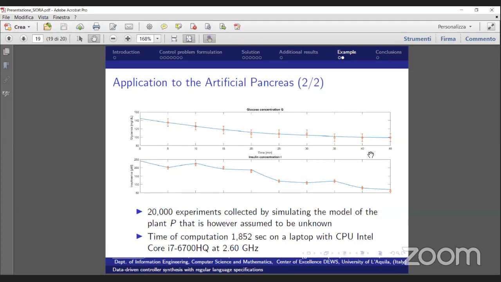The computation time of our overall calculation is less than 2000 seconds on a laptop with standard characteristics.